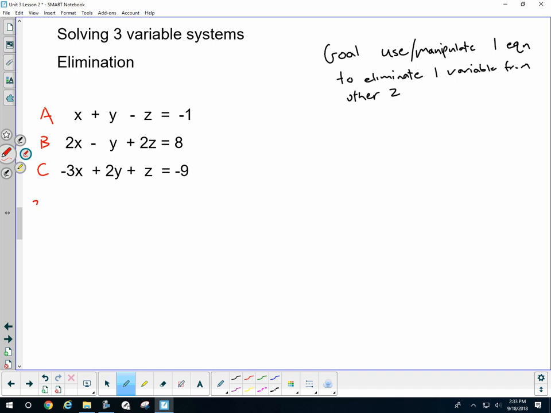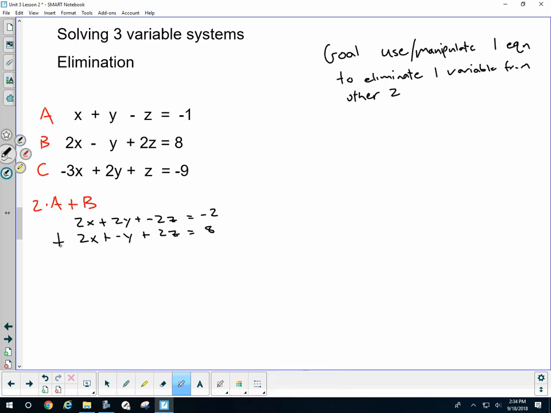2. So if I have 2 times A and I add it to B, let's see what that looks like. That looks like 2x plus 2y plus negative 2z equals negative 2. And then the other equation is 2x minus y plus 2z equals 8. This is 2A plus B.